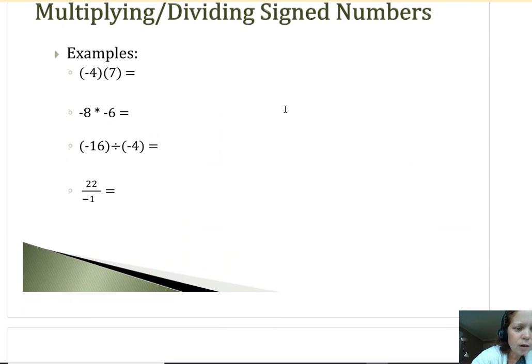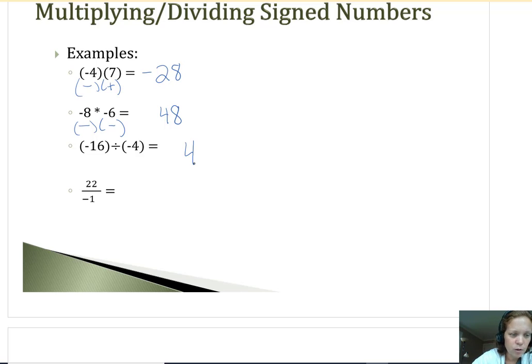So -4 times 7, so 4 times 7 is 28, and I have a negative times a positive, so it's going to be negative. -8 times -6, 8 times 6 is 48, and I have a negative times a negative, so it's going to be positive 48. -16 divided by -4, negative divided by a negative is going to become a positive. 16 divided by 4 is 4.